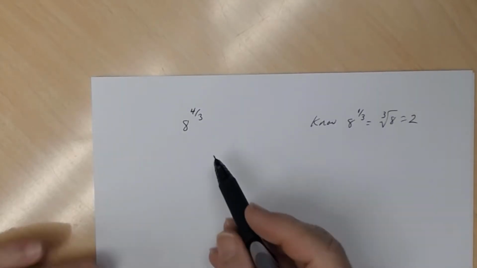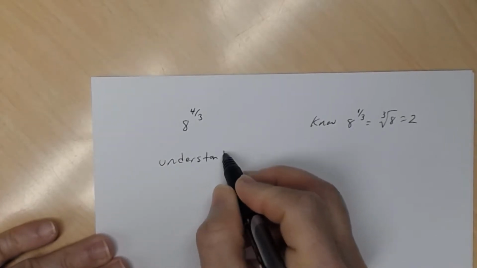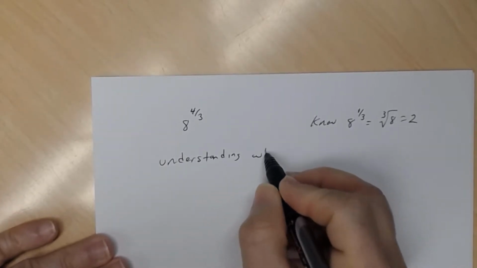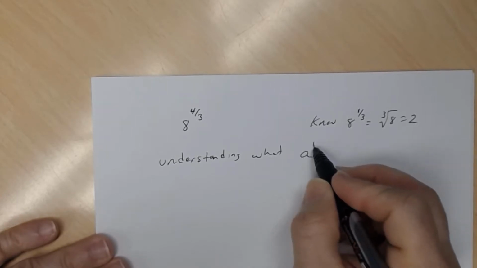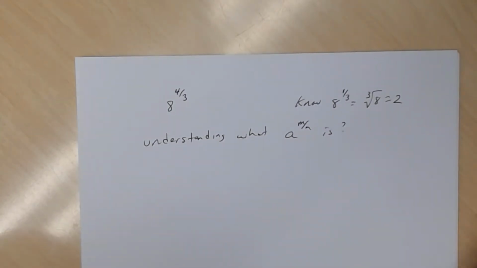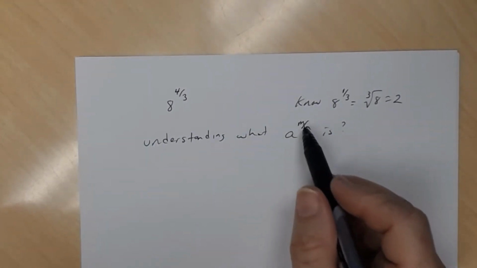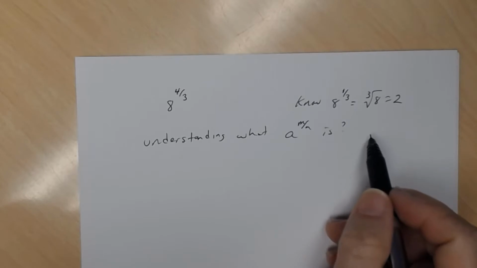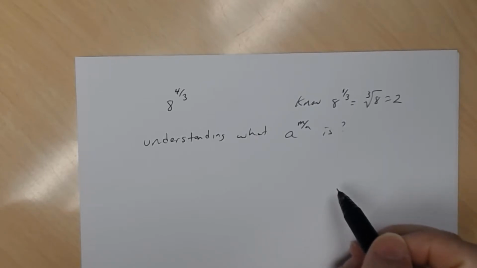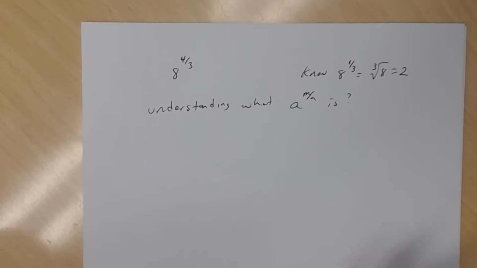All right, so what we're going to do now is try to understand what a to the m divided by n is. That's what we're going to try and understand now. How do I rewrite a to the m divided by n in radical form? That's a question. Okay, so let's look at this then.